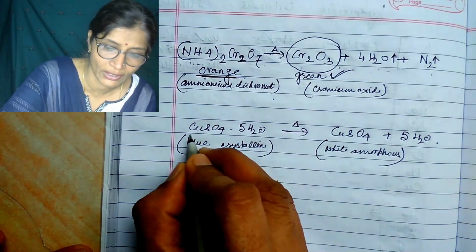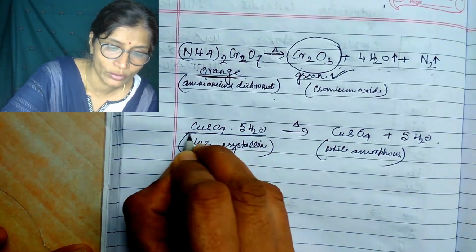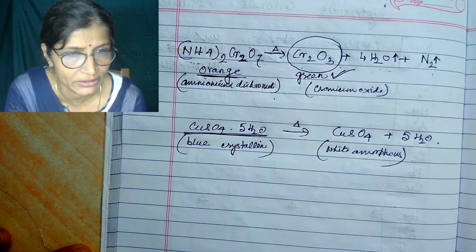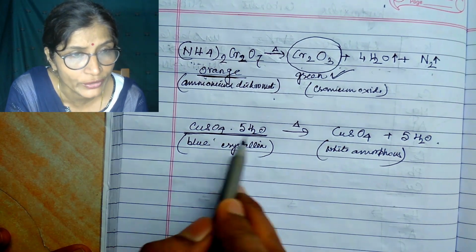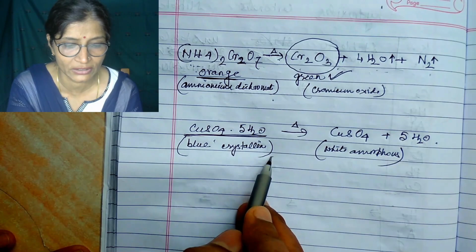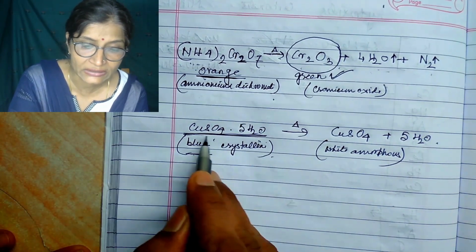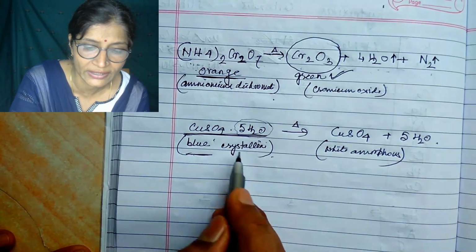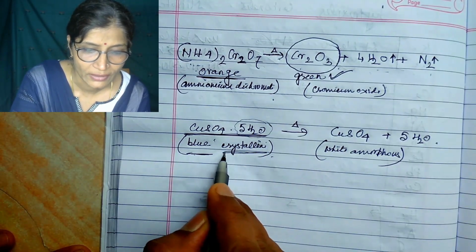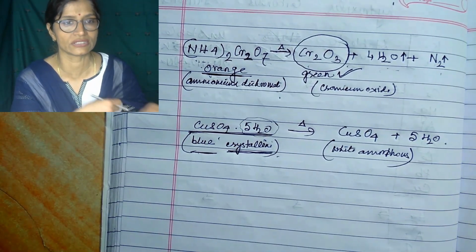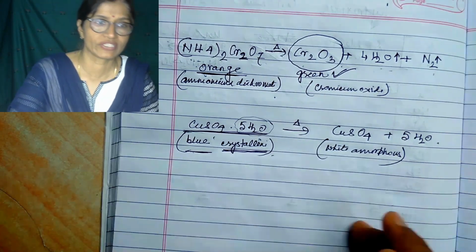In the same way, this compound we call blue vitriol or hydrated copper sulfate. This is known as what? Blue vitriol or hydrated copper sulfate. You know, it is blue in color, that is why it is known as blue vitriol. And since water of crystallization is there, that is why it is crystalline. Crystalline means a definite geometrical shape is there, sharp edges are there. So it is blue crystalline.